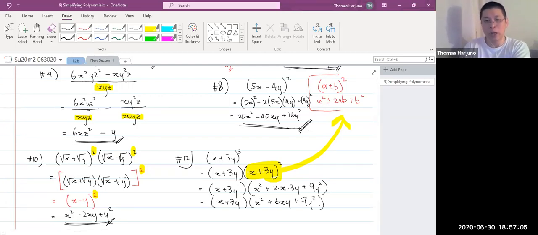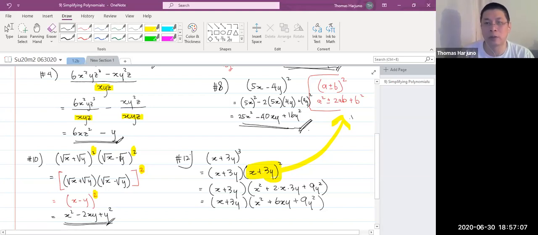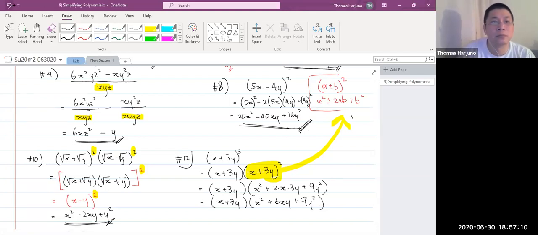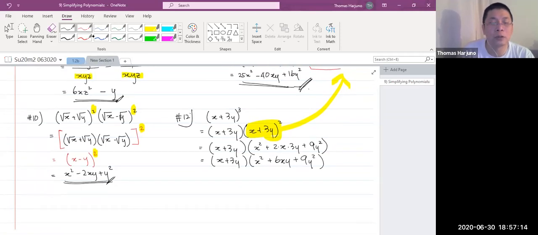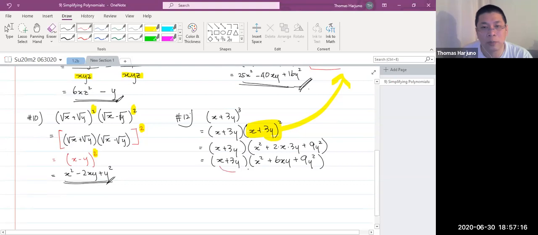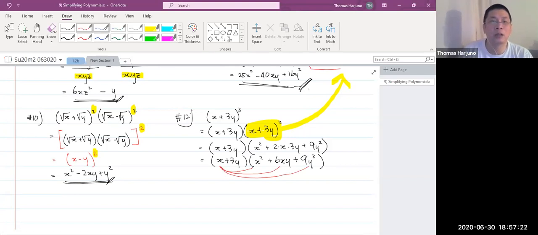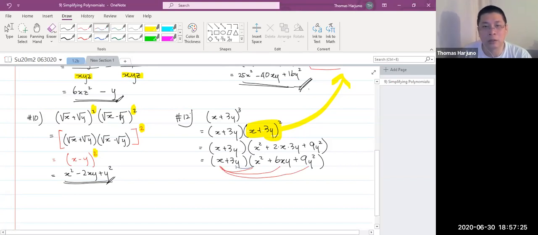What we need to do next is to FOIL this further. We are done with only the square. We need to FOIL this further. So basically you need to distribute the x and then distribute the 3y. And then combine like terms after that.